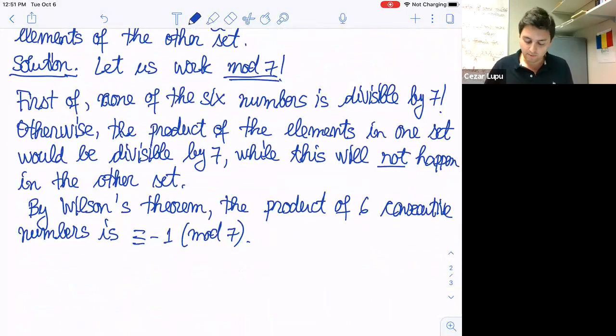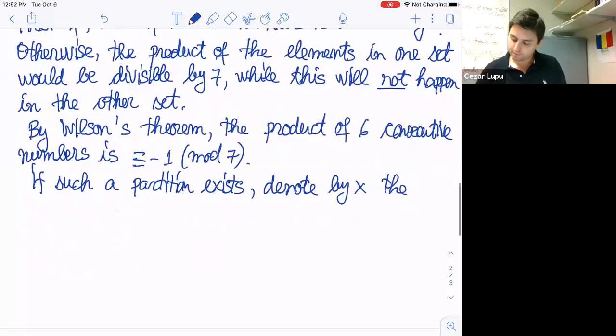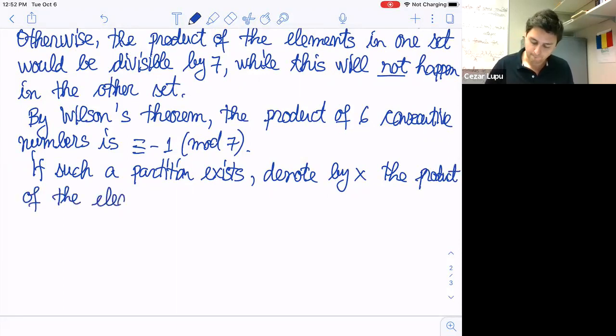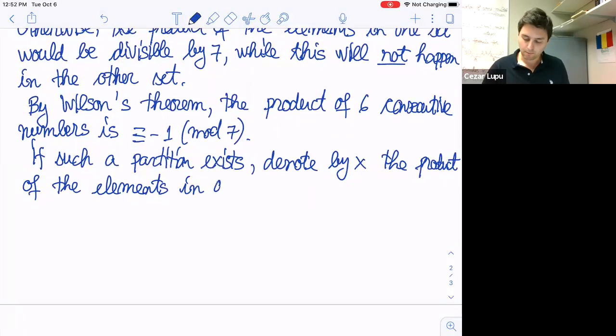So if such a partition exists, let us denote by x the product of the elements in one set.